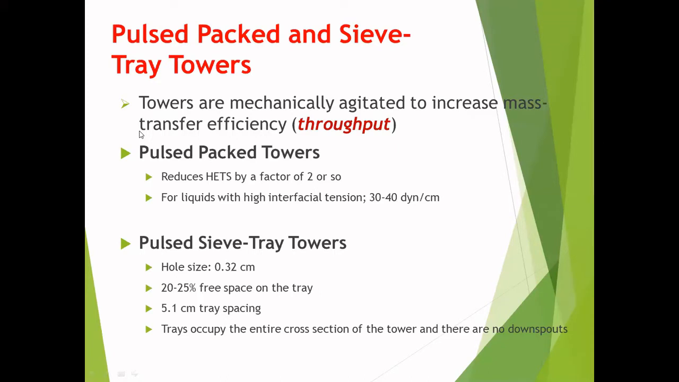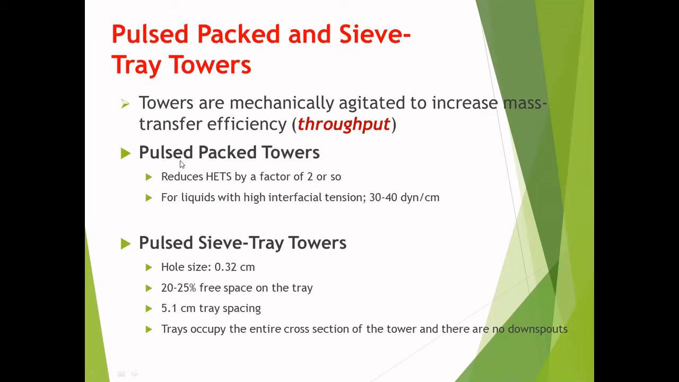Now for pulse pack towers, it reduces the HETS by a factor of two or so. Meaning if you have a standard packed tower that is not pulsed, and you apply pulsation or some form of agitation in the column, the HETS is reduced by a factor of two or so. The HETS is the height equivalent to a theoretical stage. So it is reduced by a factor of two or even more if the original packed tower is pulsed.